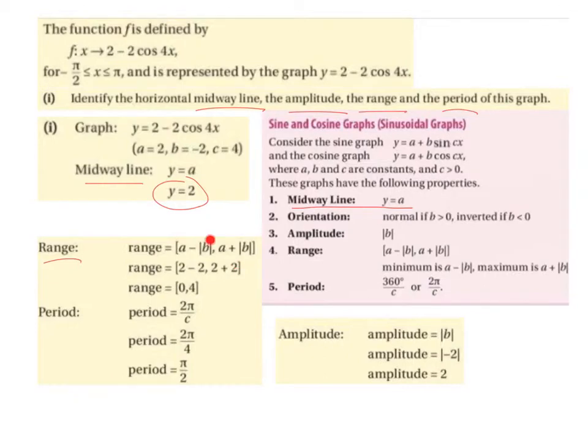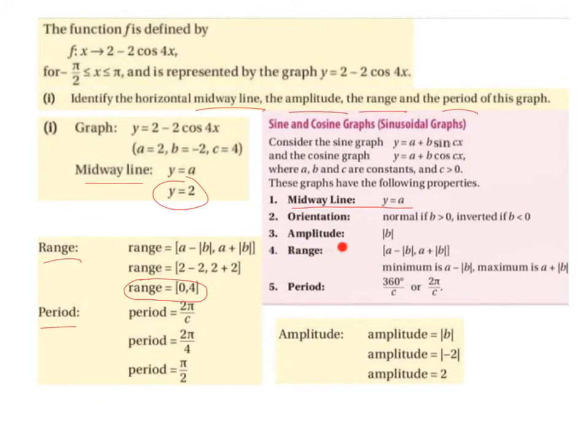Because remember, we're interested in the modulus of b, and the modulus of minus 2 is 2. So that's how we end up with 2 minus 2, because there was already a minus in there. And that's how we get 2 plus 2 over here, because there's a plus. And then 2 minus 2 is 0, and 2 plus 2 is 4. So the range is 0, 4. So next we're going to figure out the period.